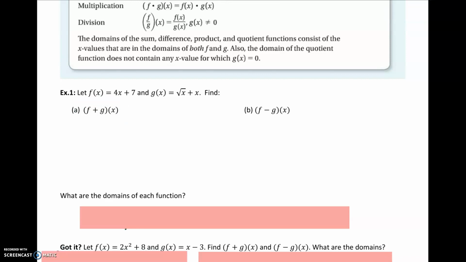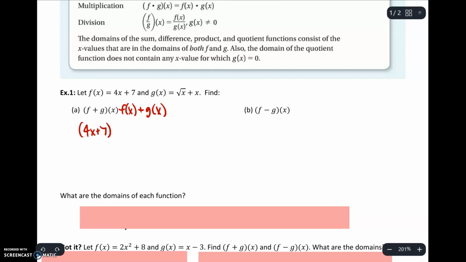I know that if I was to add those two functions together, it's really just like taking the first function, adding the second function, and just trying to combine my result, just like we would if those were two separate expressions. So if I take that first function, again, f of x is 4x plus 7. Take the second function, that would be square root of x plus x. If I just add these together, it's just like with any other addition problem. I want to watch out for any like terms.